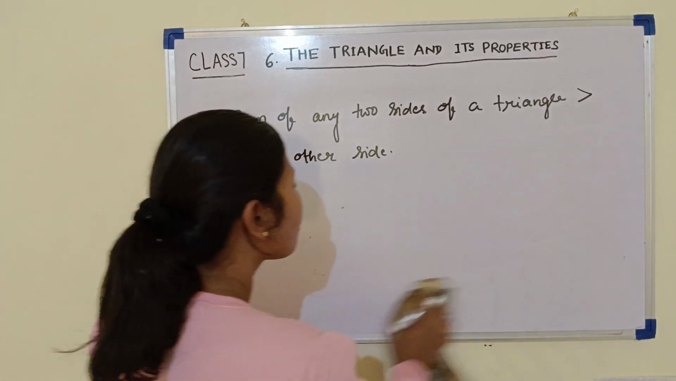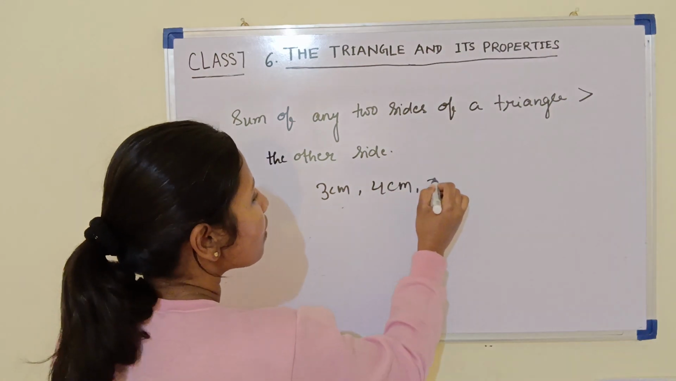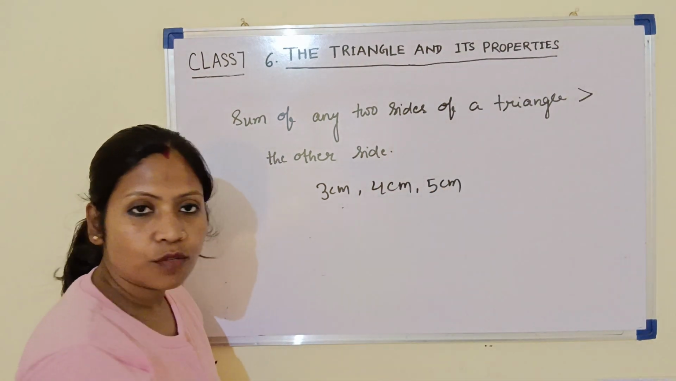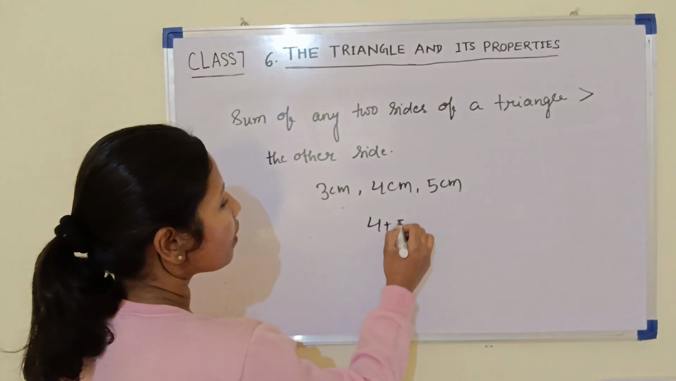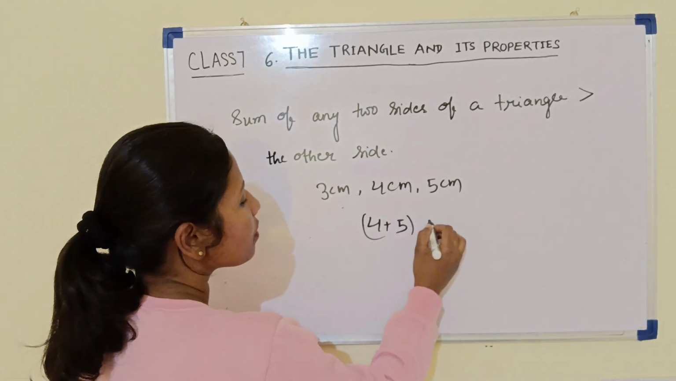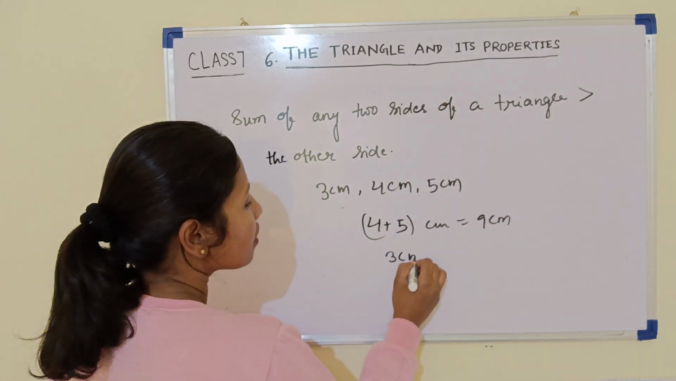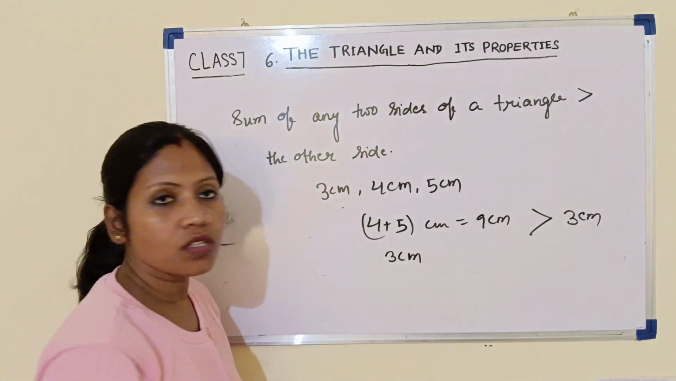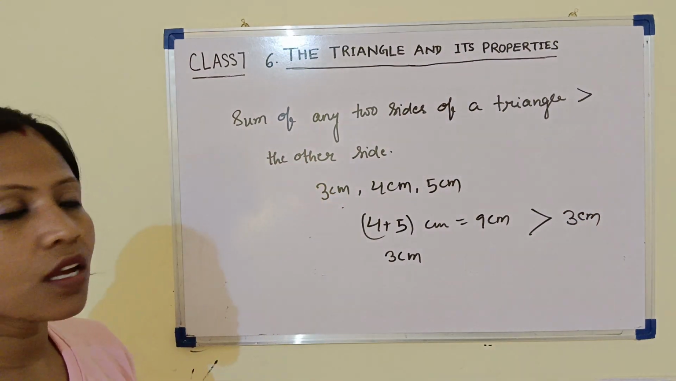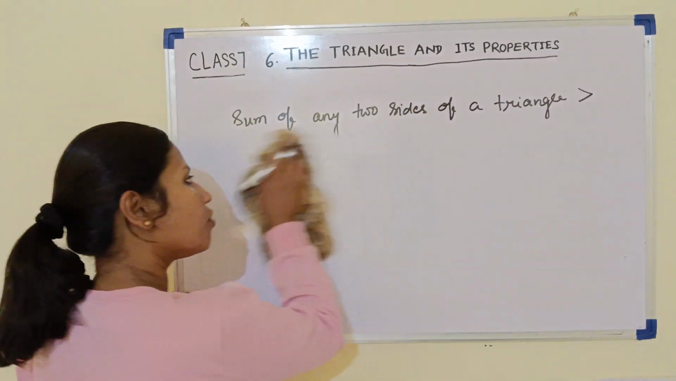If I ask you about 3 centimeter, 4 centimeter and 5 centimeter, is it possible that we can make a triangle? Yes. Why? If I add two sides, 4 centimeter and 5 centimeter, this will be 9 centimeter, and the other side is 3 centimeter. So this 9 centimeter is greater than 3 centimeters. So the sum of two sides is greater than the other side, so this will form a triangle. Otherwise, it will not form a triangle.